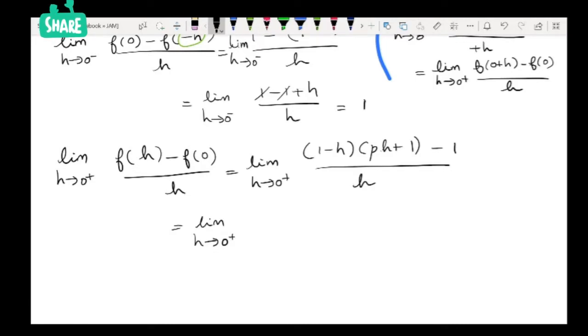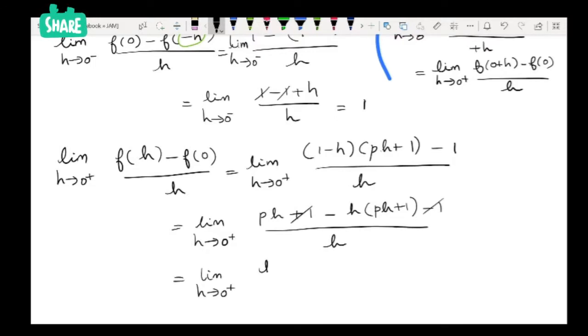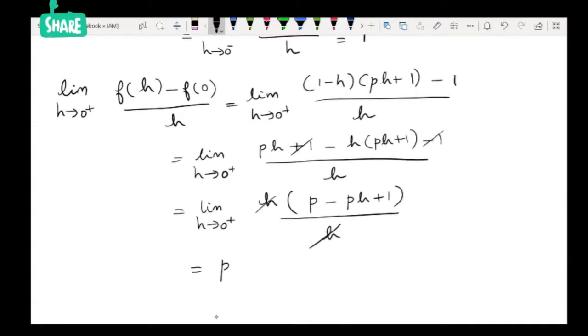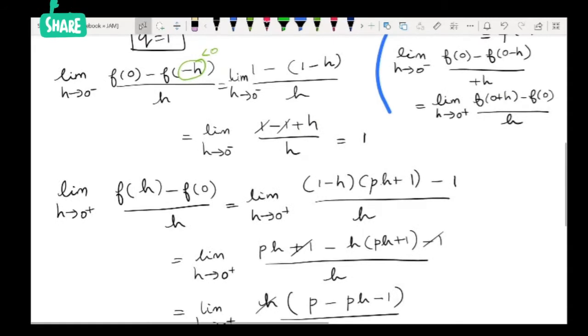Simplifying this, we get ph plus 1, and then I'm going to multiply by minus h. So minus h times ph plus 1 minus 1, the whole divided by h. For the remaining, I'm going to take h outside, and inside we get p minus ph plus 1, the whole divided by h. The h is getting cancelled. Applying the limit, we are left with p minus 0 plus 1, which is same as p, I'm sorry, that is a minus there, so it will be p minus 1.